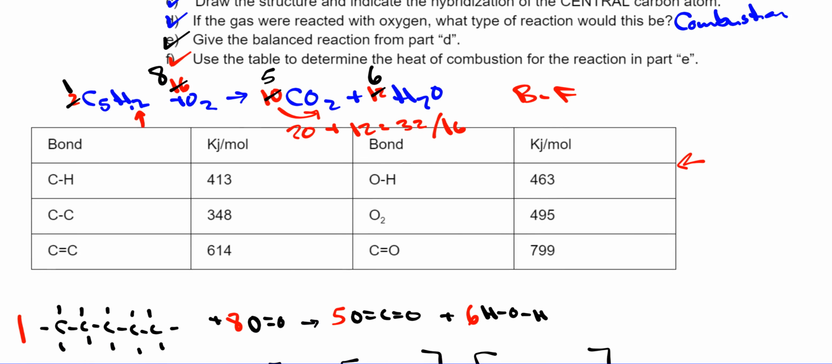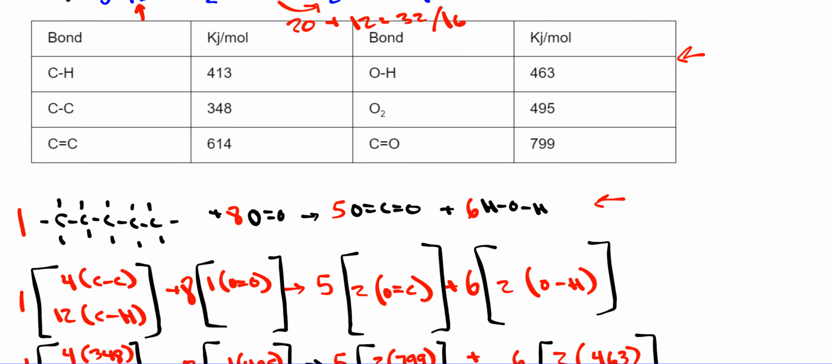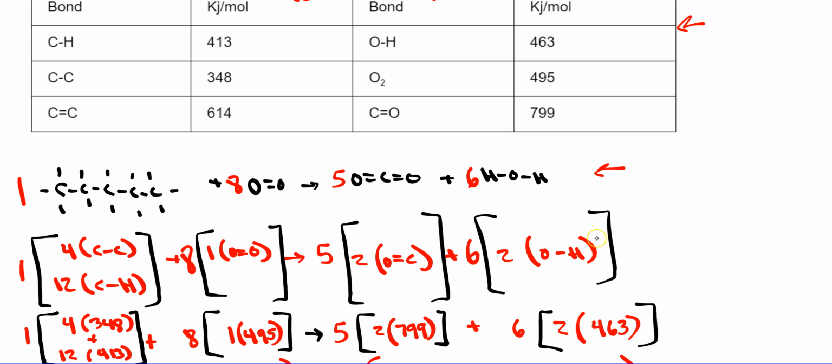I'll just talk through it pretty quick. So the first thing is I drew it out and I counted up the number of bonds broken or formed on each side, and that's this first row here. Now I brought the coefficients down. That's where the 1 came from. That's where the 8 came from. Here's where the 5 came from. Here's where the 6 came from. And then this 4 came from here.